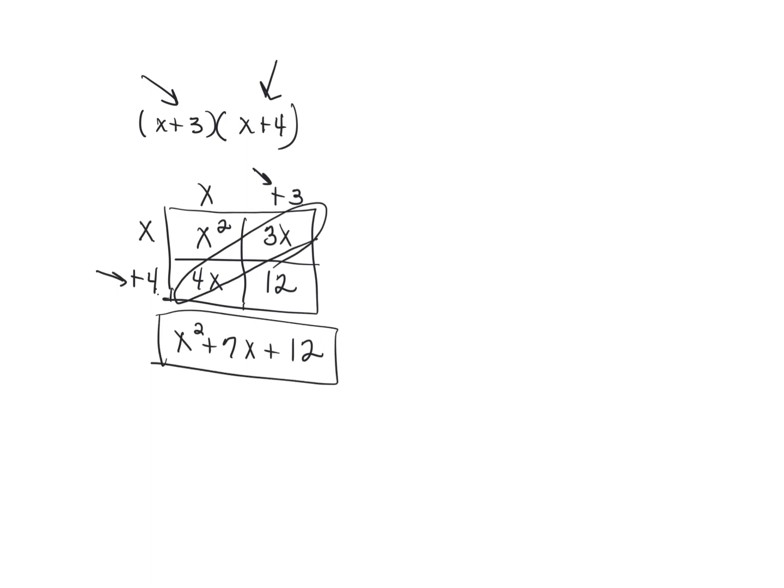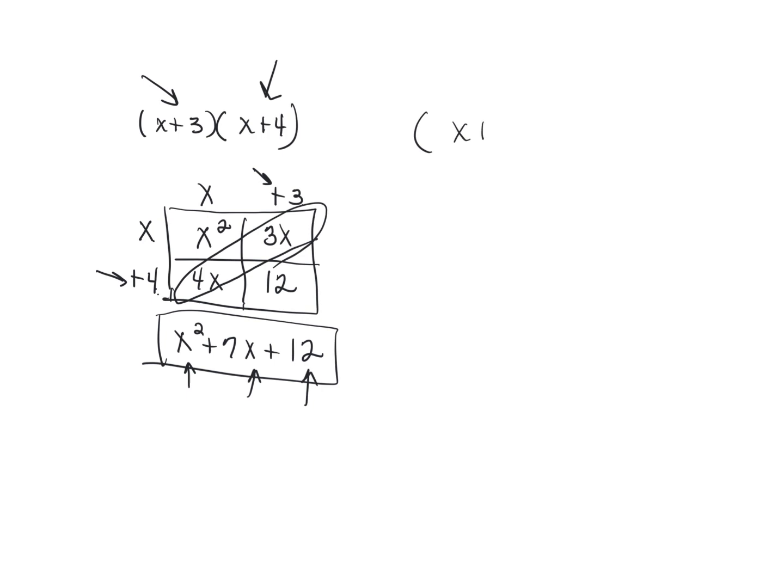And you can't simplify it anymore because the variables are not the same. The first one here is x squared, and this one is just x. So you can't do anything else. And the 12 doesn't have a variable, so you can't do anything else with that. Let's try another one.